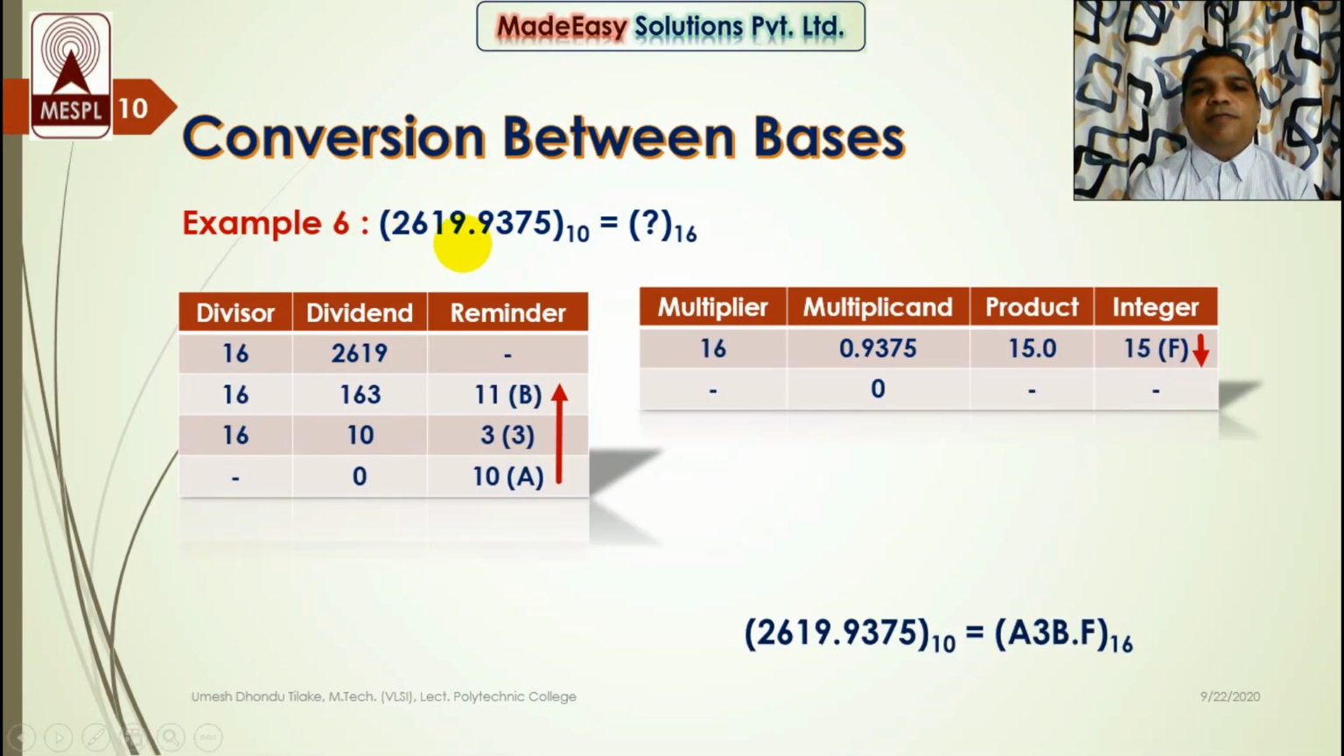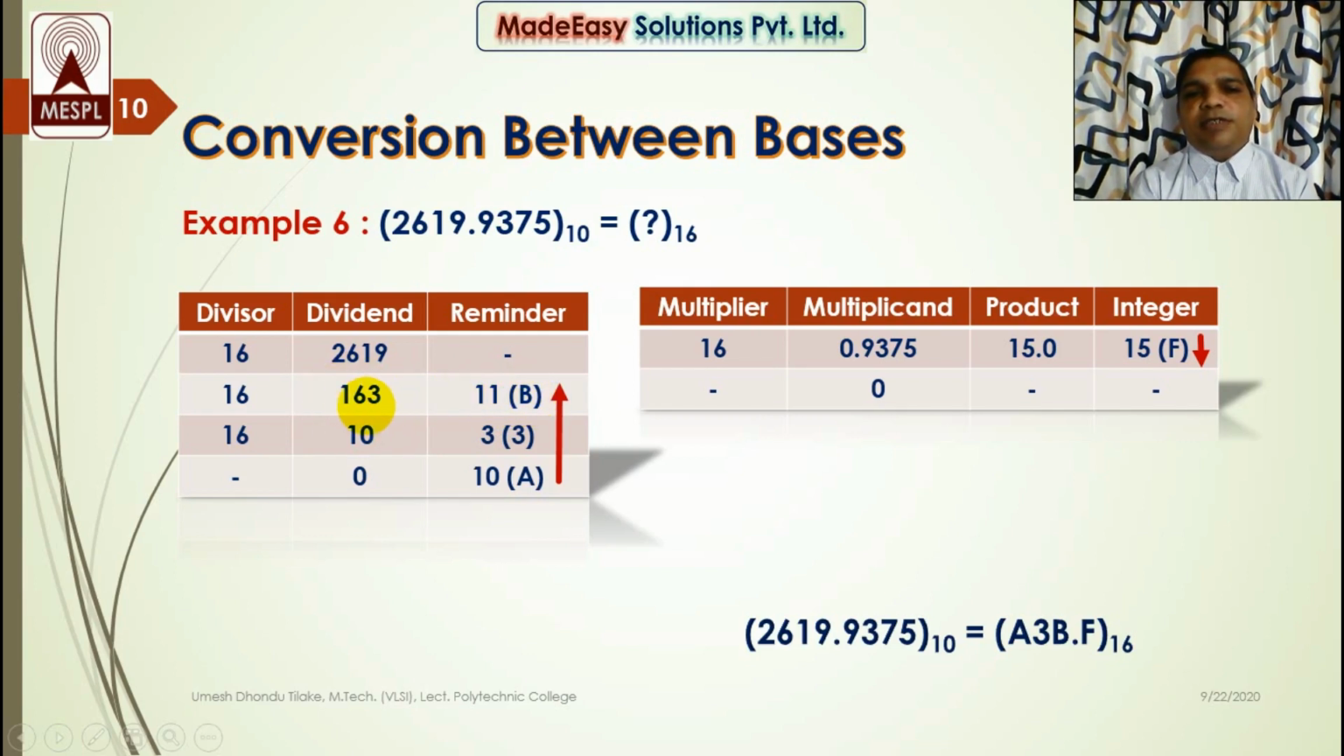So in example 6 we have considered the same decimal number and we are going to convert it into the hexadecimal number system. So what we have done, we have divided this integer part by the base of the required number system, that is 16, and we have continued the division process until we got the quotient as 0 over here. See here, 163 multiplied by 16 we got 2608. So when 2608 is subtracted from 2619 we got 11 as a remainder, and we have considered the hexadecimal equivalent of this 11, that is B.